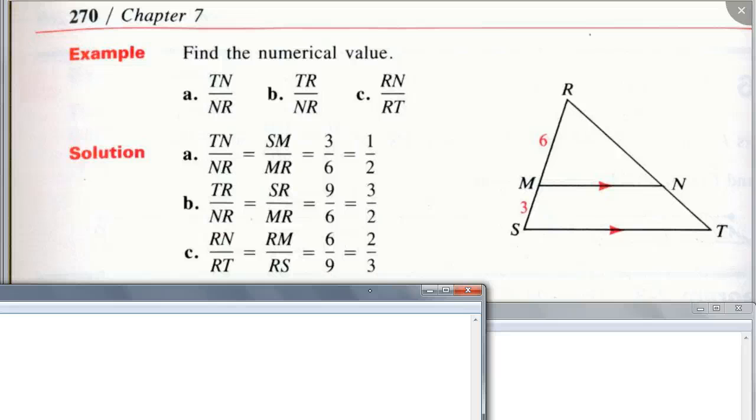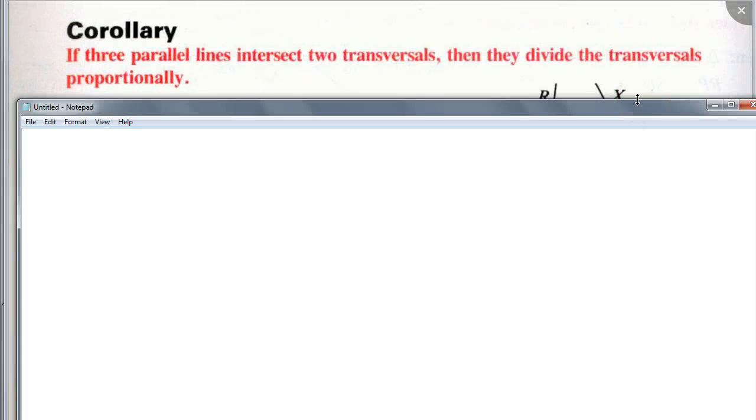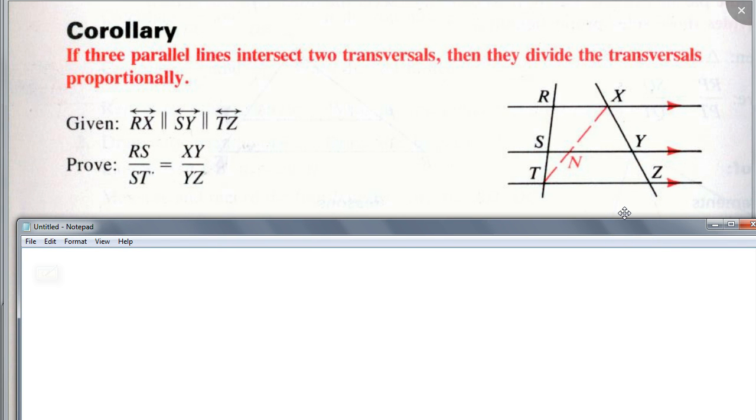May I go to the next one here? Here we go. Let's look at our corollary. It comes from the previous theorem. If 3 parallel lines intersect 2 transversals, then they divide the transversals proportionally. And here's the picture. Of course, the fun part is to figure out why this is true. Prove this. So if you've got 3 parallel lines, Rx, Sy, Tz, cut by 2 transversals, Rt and Xz, look at what happens.